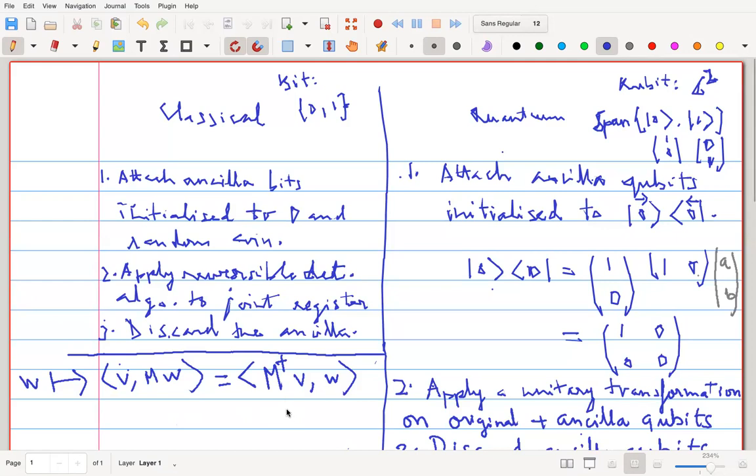So this has to be associated to some vector, and the mapping from V to that vector is given by M dagger, and you can check that this mapping is also linear. So this is abstractly the definition of the linear transformation M dagger. This is called the adjoint.